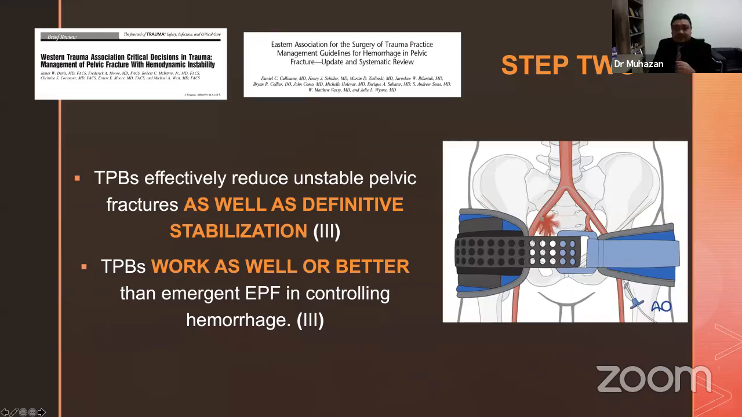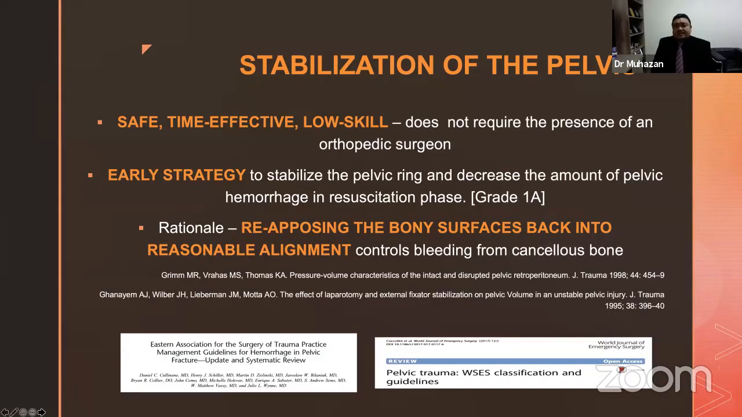Next step is the pelvic binder. The pelvic binder is effective to reduce the unstable pelvis, and is as good as a definitive stabilization for the time being, as a temporary measure, and it works in an emergency setting. It works as good as your external fixation. Why is it good? It is safe. It's time effective. Low skills. You don't need an orthopedic surgeon to come down and do the X-fix. It's a good strategy, grade 1A, to stop the bleeding.